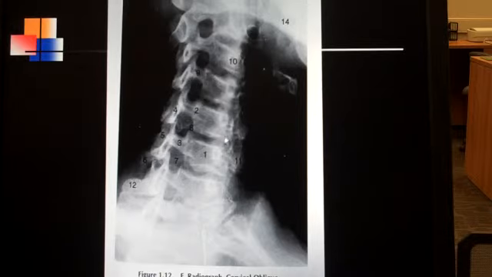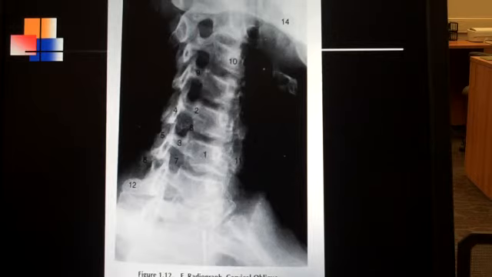We can see on this film, not numbered, right here would be the hyoid. Also not numbered, right here would be one side, the angle of the mandible, and the other side is right here. We can see the posterior tubercle right here, which is not numbered, and of course this would be part of the posterior arch, and this would be part of the posterior arch.